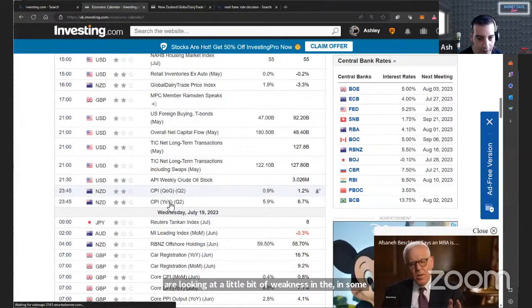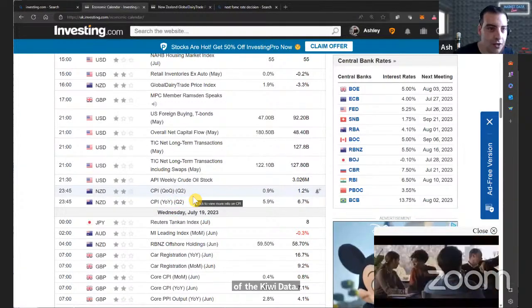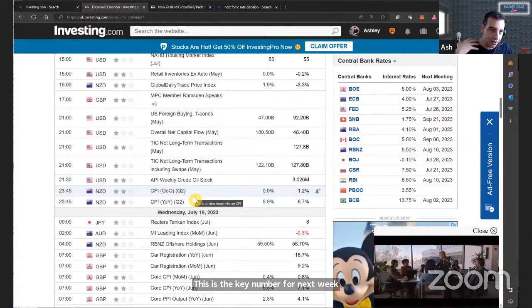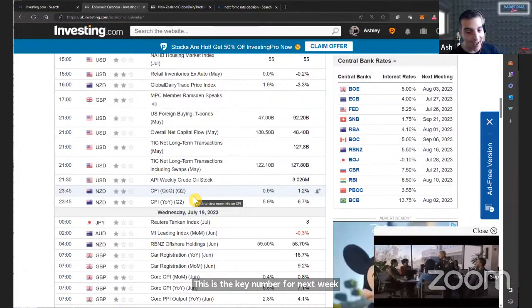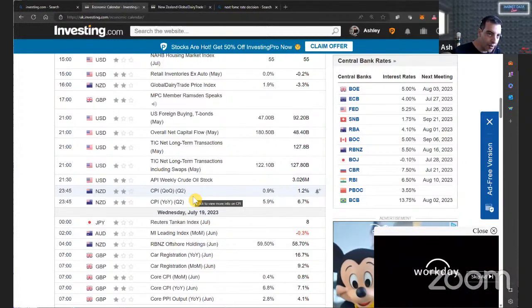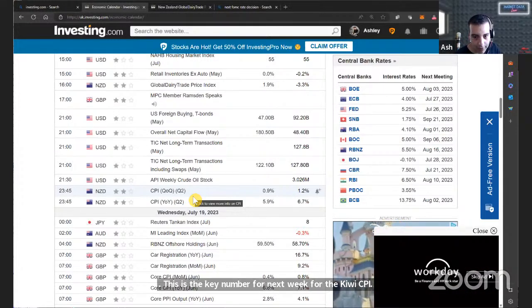This is the key number for next week for the Kiwi CPI. Where is inflation headed? If inflation is headed lower, that is going to then put pressure on the Kiwi, and that could be the trigger that gets us off and running on the Kiwi yen.